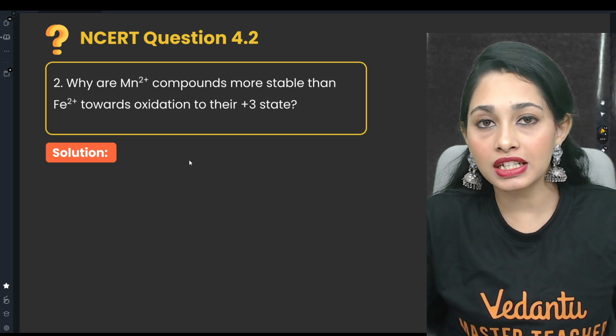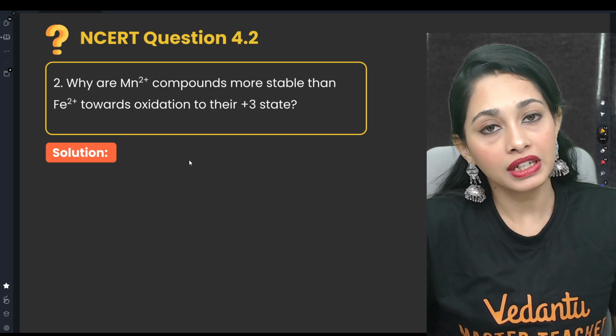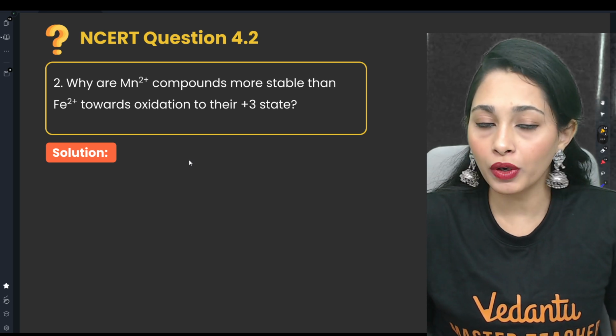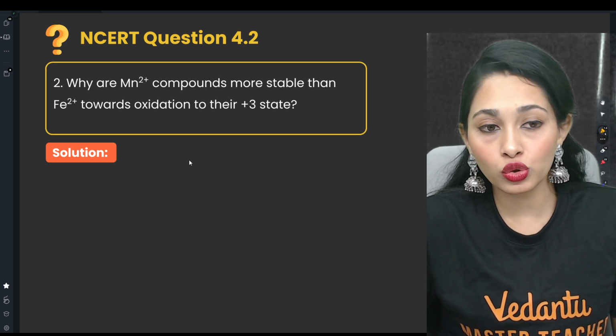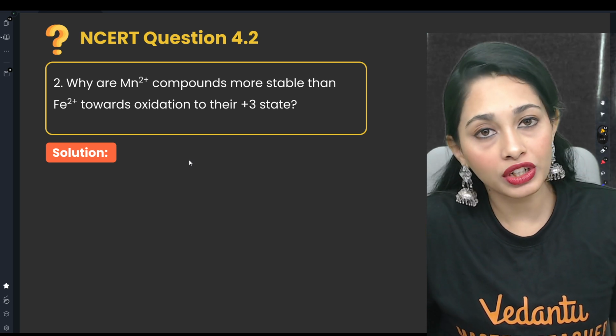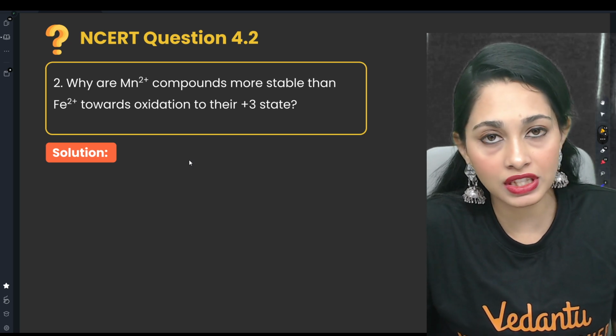We are going to discuss the second question from D and F block elements. The question is, why are Mn2+ compounds more stable than Fe2+ towards oxidation to their +3 state? So we should know the electronic configuration of the respective ions that are given here.